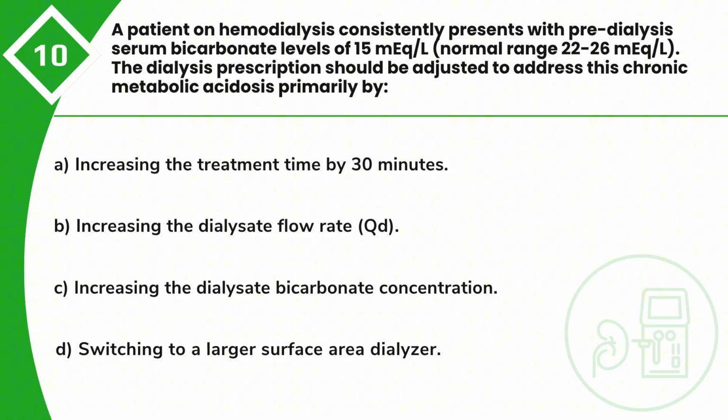Question 10. A patient on hemodialysis consistently presents with pre-dialysis serum bicarbonate levels of 15 milliequivalent/L, normal range 22 to 26 milliequivalent/L. The dialysis prescription should be adjusted to address this chronic metabolic acidosis primarily by: A. Increasing the treatment time by 30 minutes. B. Increasing the dialysate flow rate (Qd). C. Increasing the dialysate bicarbonate concentration. D. Switching to a larger surface area dialyzer.